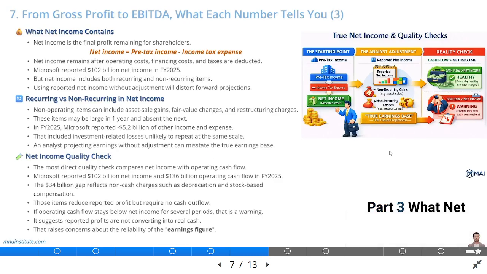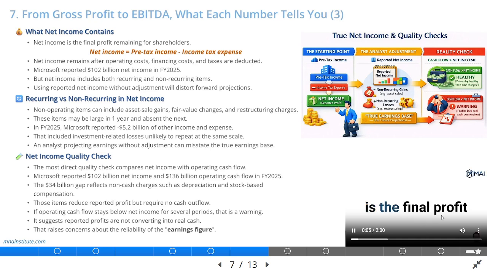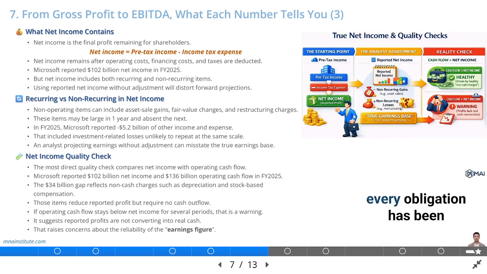Part 3. What net income contains. Net income is the final profit remaining for shareholders after every obligation has been settled. Net income is what remains after operating costs, financing costs, and taxes are all deducted. Microsoft reported net income of $102 billion in fiscal year 2025. However, net income includes both recurring and non-recurring items, and treating the reported figure as a reliable proxy for future earnings without investigation will distort any forward projection.